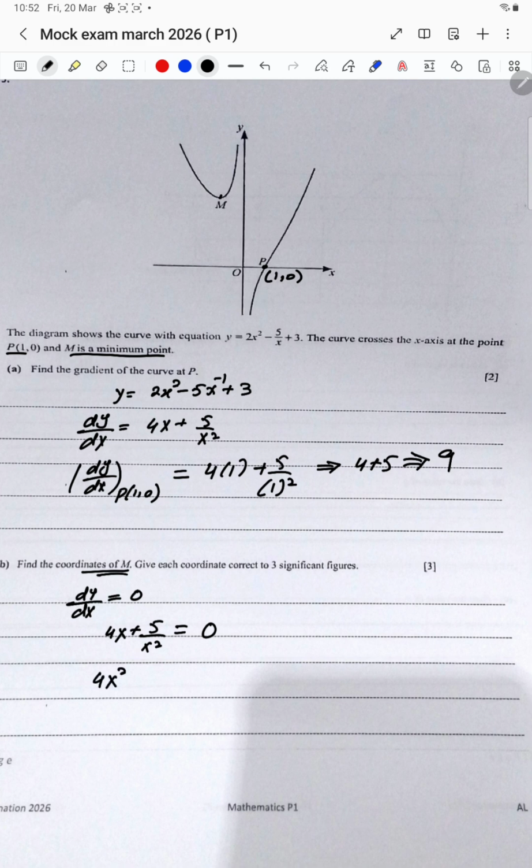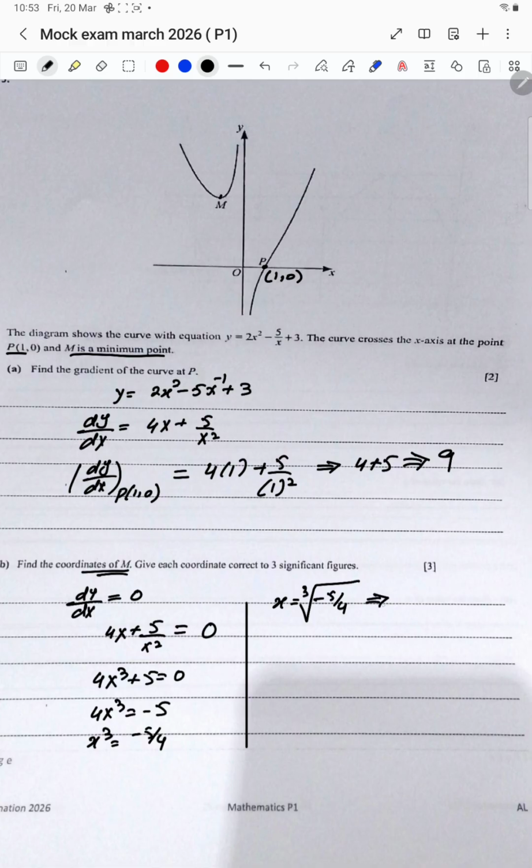I get 4x cubed plus 5 equals 0. So 4x cubed is equal to minus 5, x cubed is equal to minus 5 by 4. Again, keep one thing clear in your mind, that you are taking the cube root to find x, not the square root, because the square root of a negative does not exist on real grounds. So x will be the cube root of minus 5 by 4.